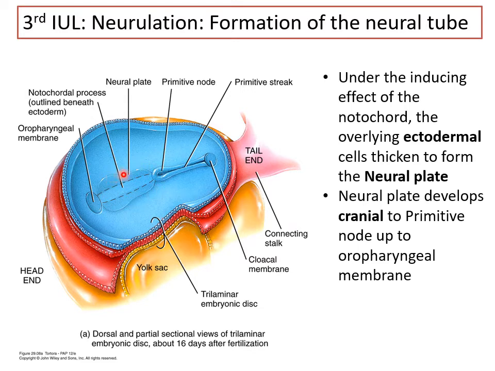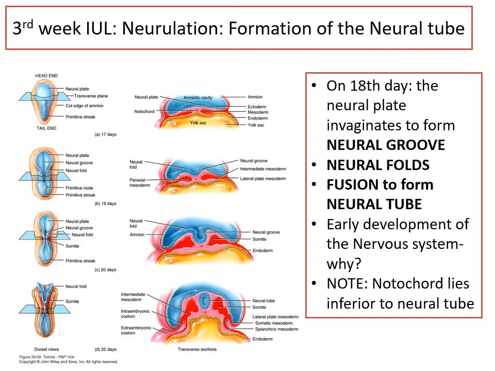Okay. Now where does that develop? So again it develops cranial to primitive node. Again it extends up to oropharyngeal membrane, not beyond that. Okay. So let's see what happens to this neural plate. This is all happening simultaneously in the third week of intrauterine life. So let's see how this neural tube is formed.